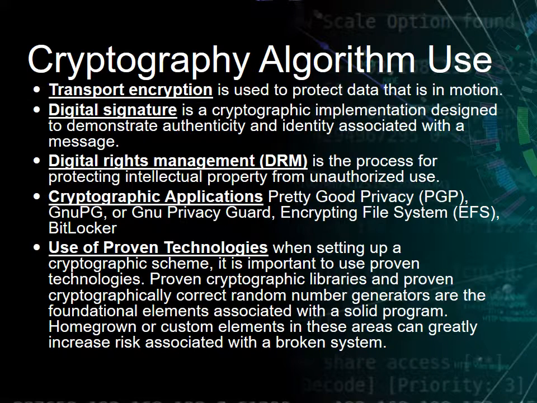Some final uses for cryptographic algorithms are transport encryption, which is used to protect data in motion. Digital signatures are a cryptographic implementation designed to demonstrate authenticity and the identity associated with a message. Digital rights management, this is for those of you who buy videos and music online. It ensures that you have the right to watch what you watch and protects the rights of the people who own the intellectual property. Cryptographic applications such as Pretty Good Privacy, GNU Privacy, encrypted file system in Windows, and BitLocker.